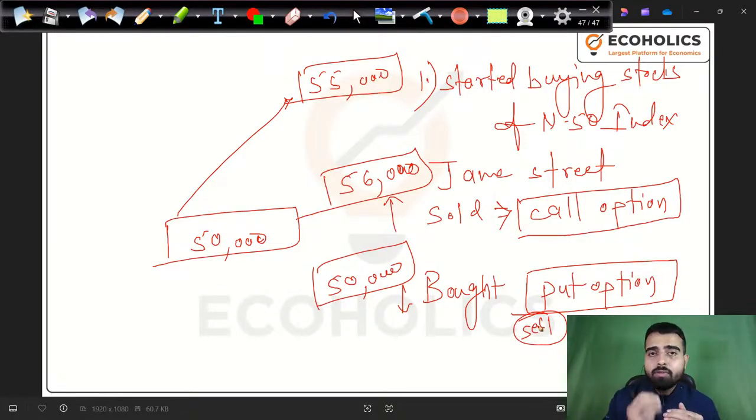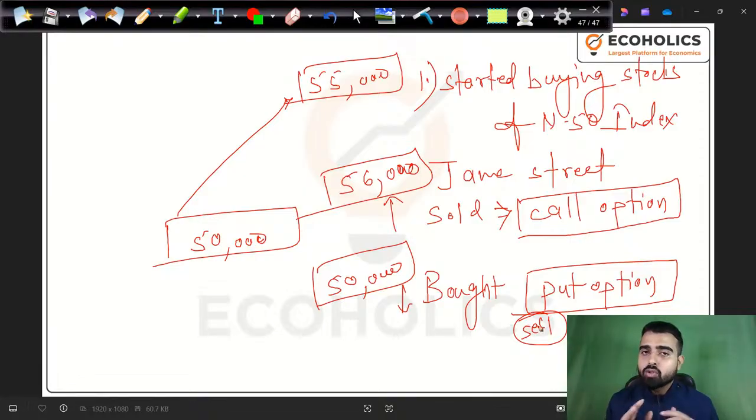Then they said that they would be selling. They would have this obligation that they will sell if the prices go up to 55,000 to 56,000. Now they have a huge amount of stocks. They know that they can manipulate the prices of these stocks now, because they have a larger quantity. They knew that the prices will not go up to 55,000 to 56,000, because they have decided that they will be selling it in future.